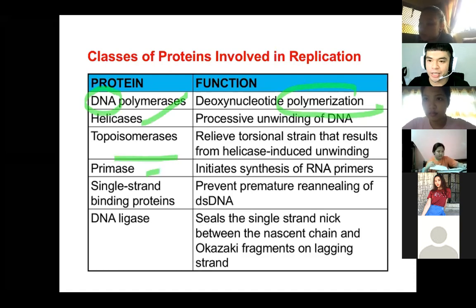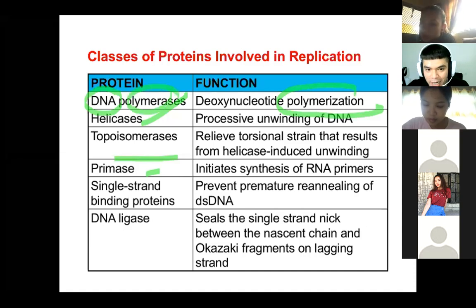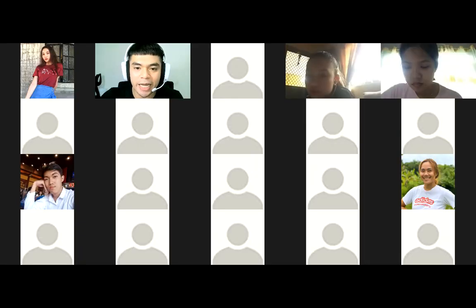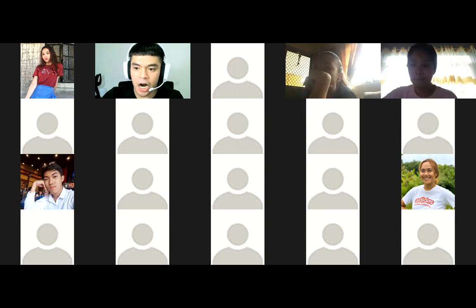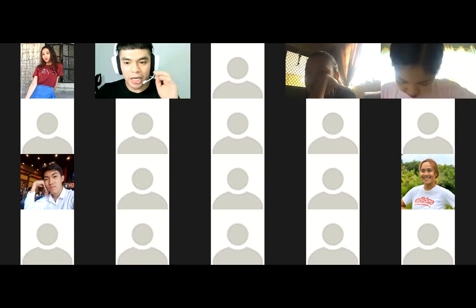Ang primase ba ay important mga bata? Yes, para makabuo ng primer. RNA primer na gagamitin ng or napagbabasihan ng polymerase. Single-stranded binding proteins, okay na yan. And then, DNA ligase. So yan po ang mga proteins needed sa DNA replication. Are we learning so far? Okay. So natapos natin ang DNA replication sa PowerPoint.